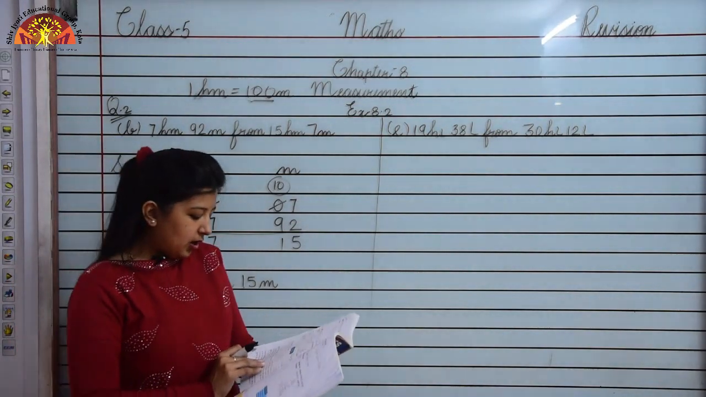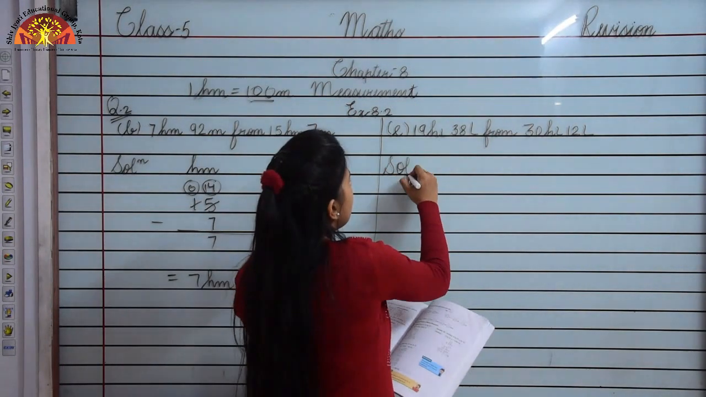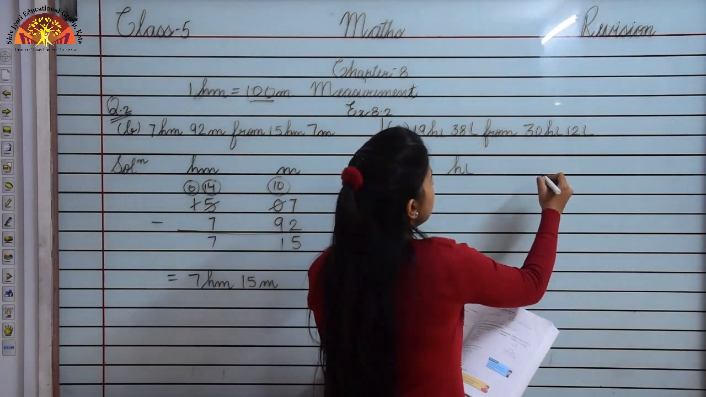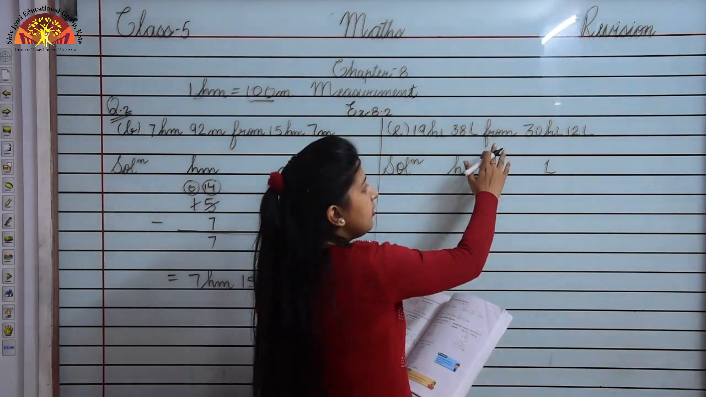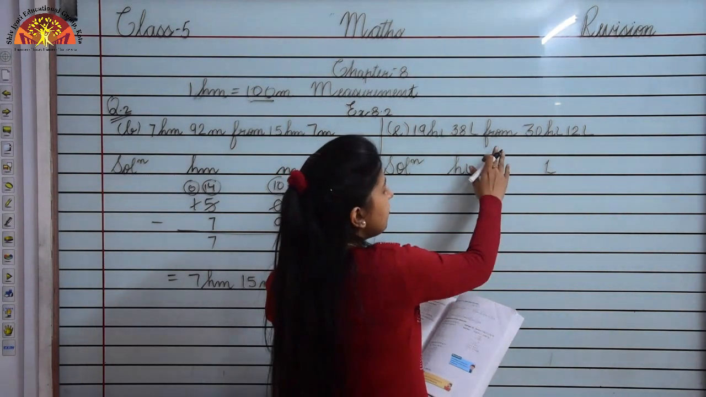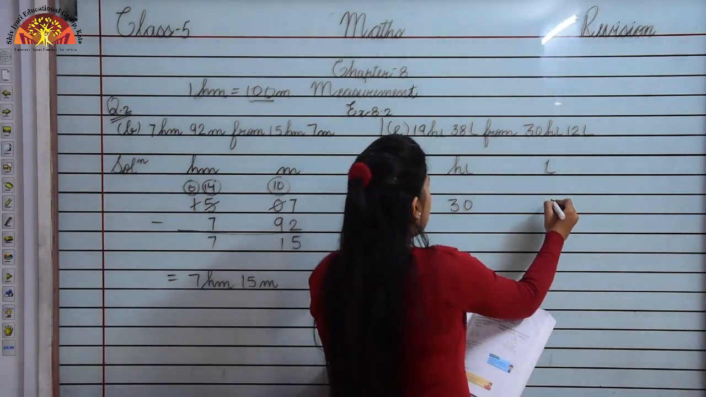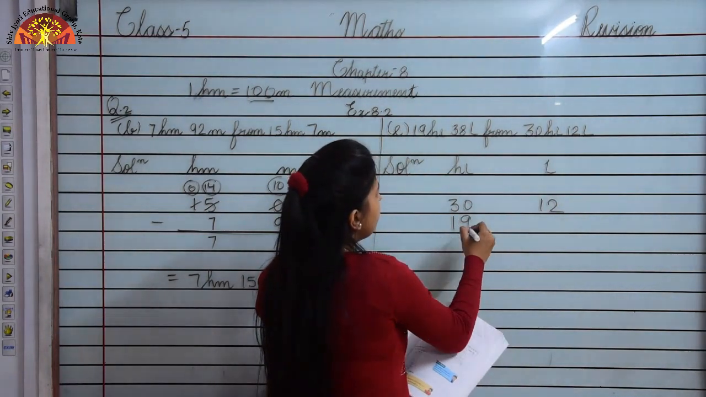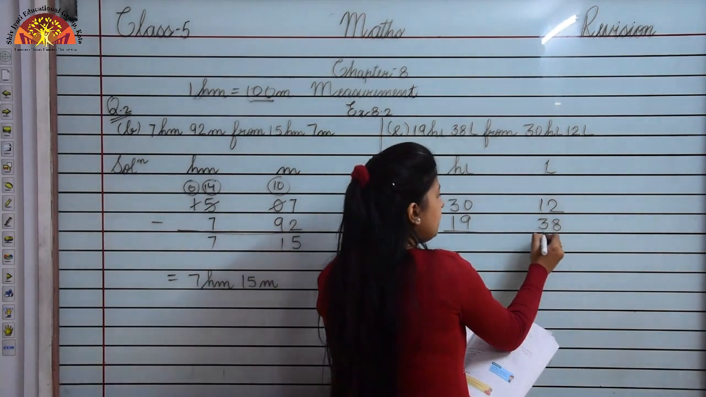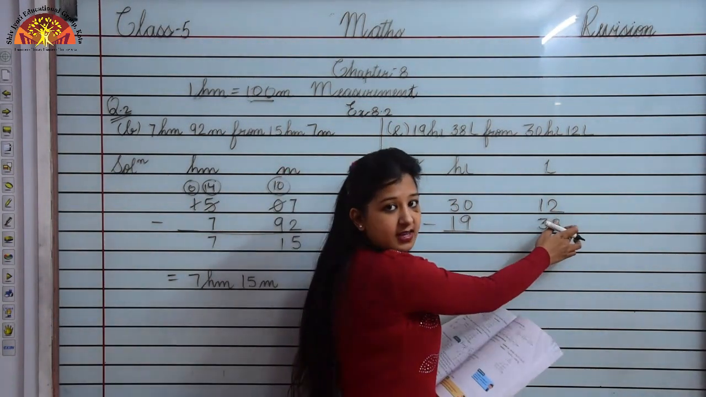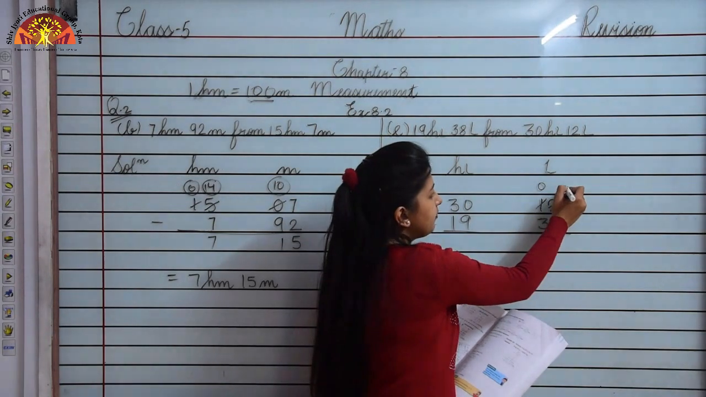Fine, students. Now, we are going to do the next part of question number 2. Now, again we will make two columns of hectoliter and liter. Then again we will write the given measurement which comes after "from" on the upper side. So, we will write 30 hectoliter and 12 liter, 19 hectoliter and 38 liter. Now, we will subtract the given question. So, students, 2 minus 8 is not possible, so we will borrow from here. So, 1 will become 0 and 2 will become 12.